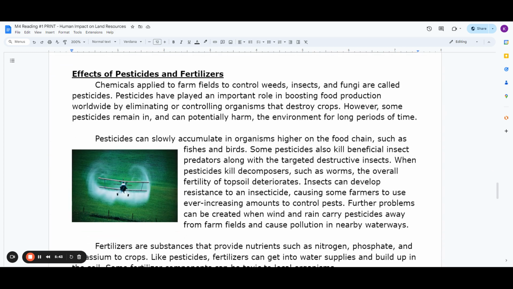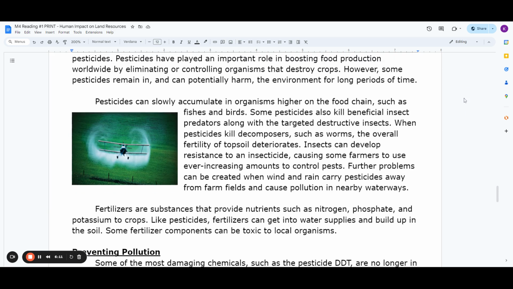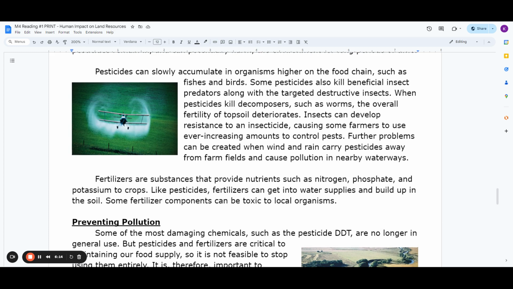Effects of pesticides and fertilizers. Chemicals applied to farm fields to control weeds, insects, and fungi are called pesticides. Pesticides have played an important role in boosting food production worldwide by eliminating or controlling organisms that destroy crops. However, some pesticides remain and can potentially harm the environment for long periods of time. Pesticides can slowly accumulate in organisms higher on the food chain, such as fishes and birds.